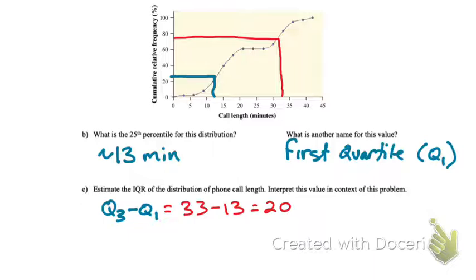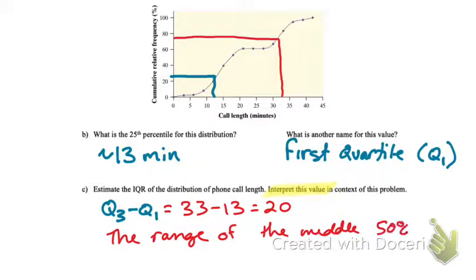All right, interpret this in context of the problem. What does IQR stand for? And what does that mean? It means the range in between the quartiles. The range of the middle 50% of data is 20 minutes.